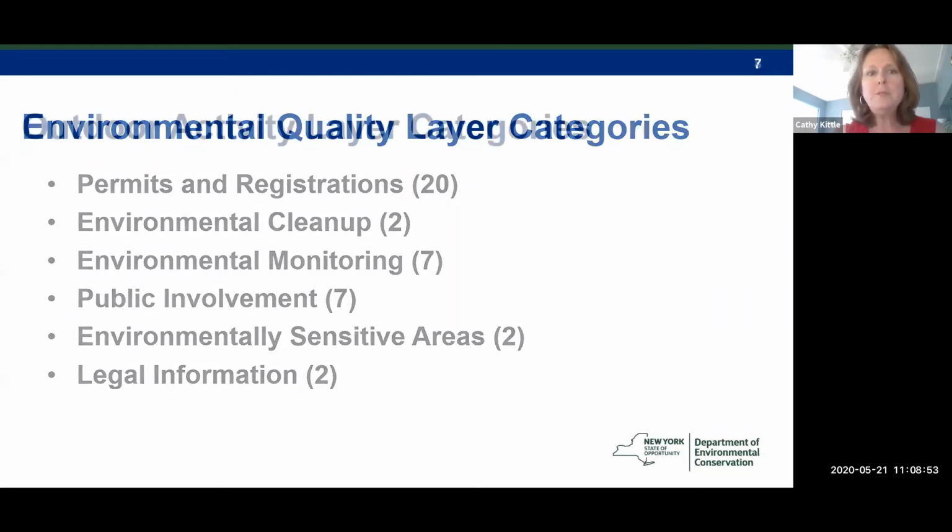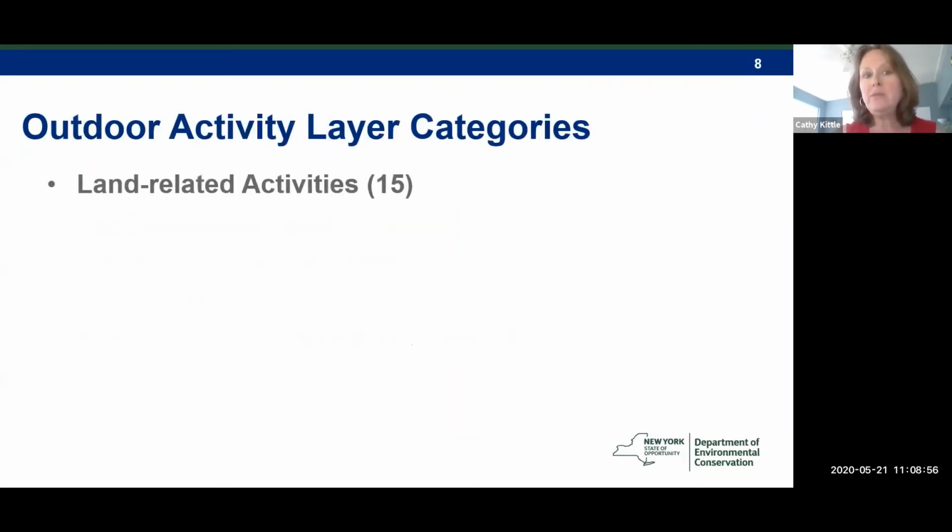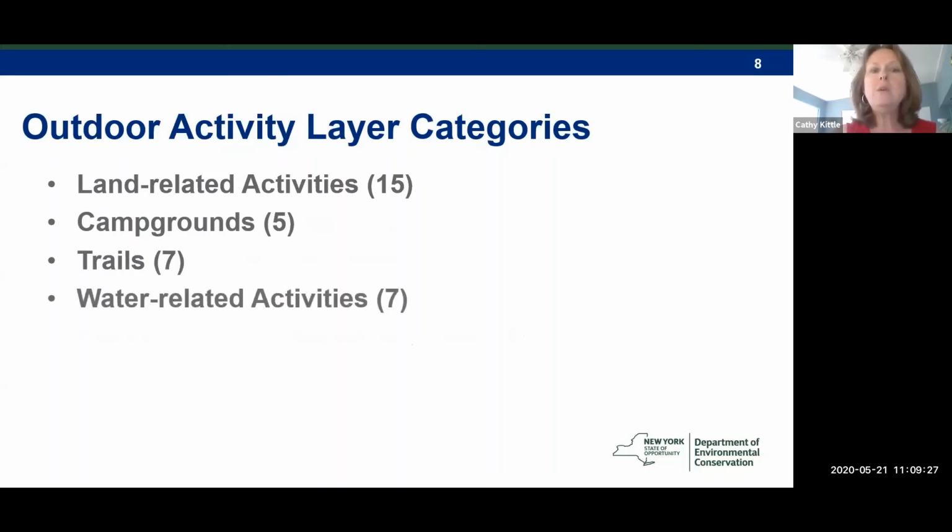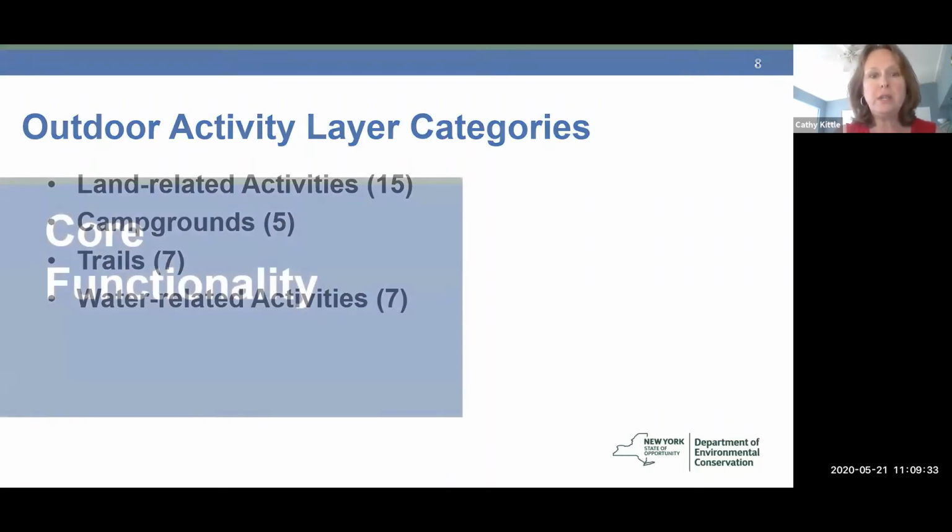In terms of outdoor activities, we have 15 land-related activities. I know there was a question about conservation easements, and they are included in the DEC Info Locator. We have more than 70 conservation easements mapped across the state, as well as more than 1,200 state lands that are mapped as well. Campgrounds, I'm going to show you a really cool functionality that we have for campgrounds. Trails where you can turn on mountain biking trails or horseback riding trails or hiking trails. And then water related activities. And that's everything from your shellfishing to your boat access to fishing, etc.